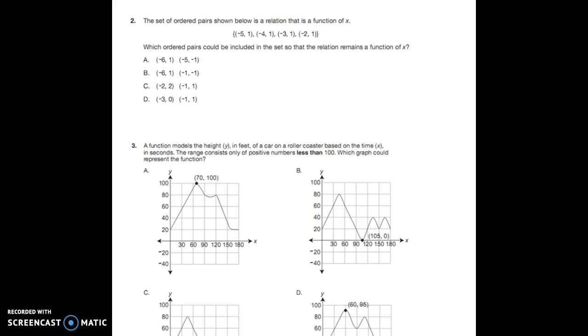So if you remember, function means that each x value has a different y value. So we don't want our x values to repeat. In this case, we need to really concentrate on -5, -4, -3, and -2. We already have those values. This ordered pair in A already has a -5, so that says no. B looks good because we have a -6 and a -1. C does not look good because we've got a -2. And D, we've got a -3.